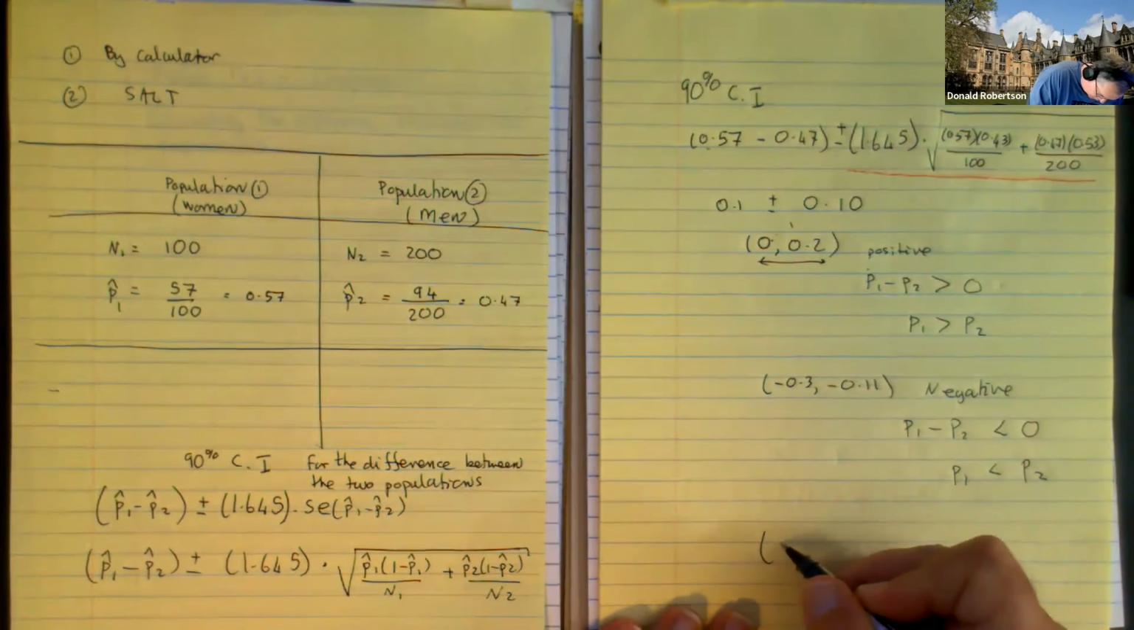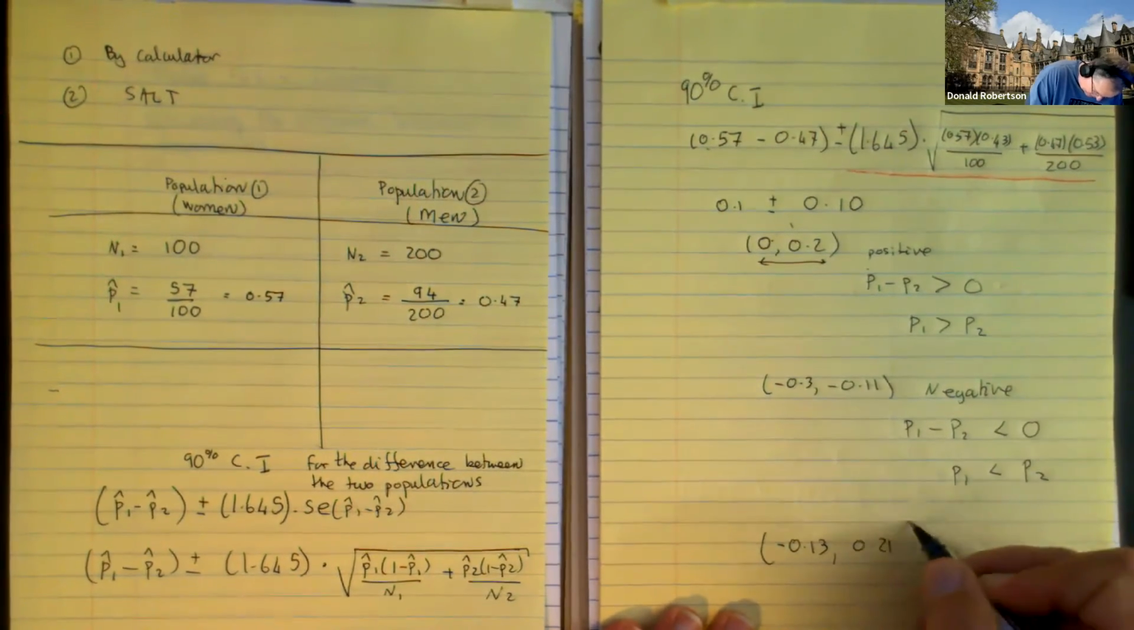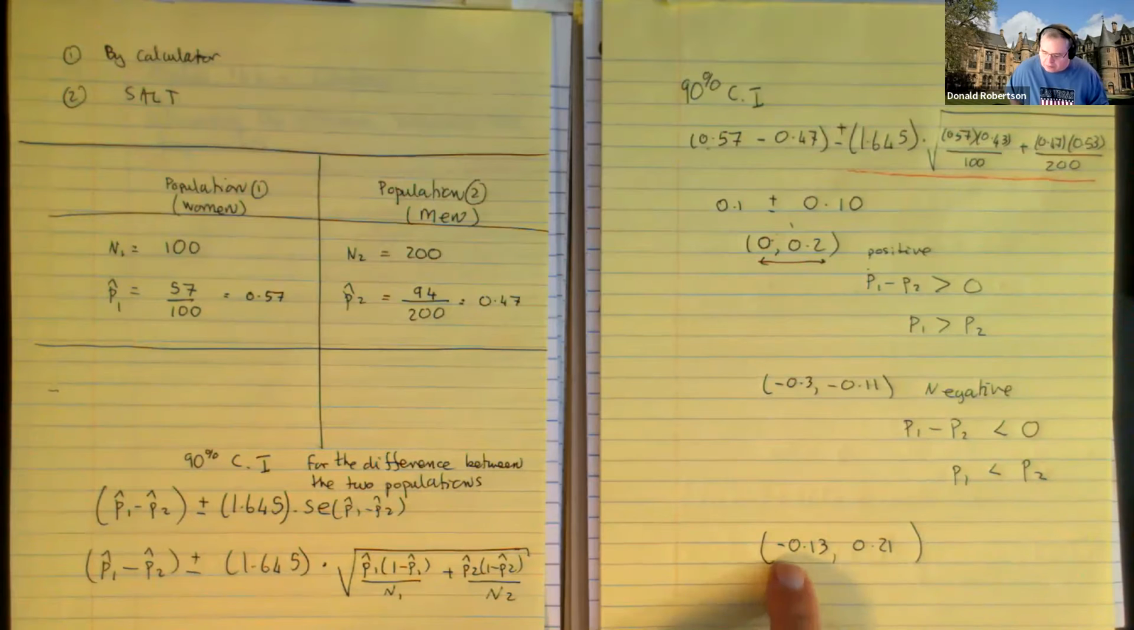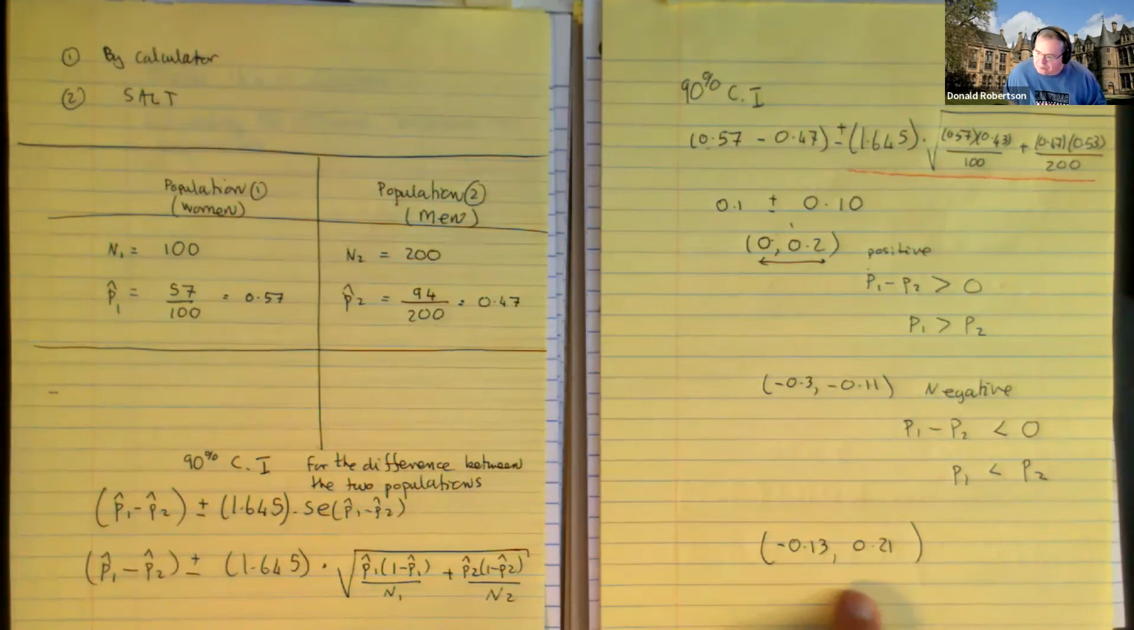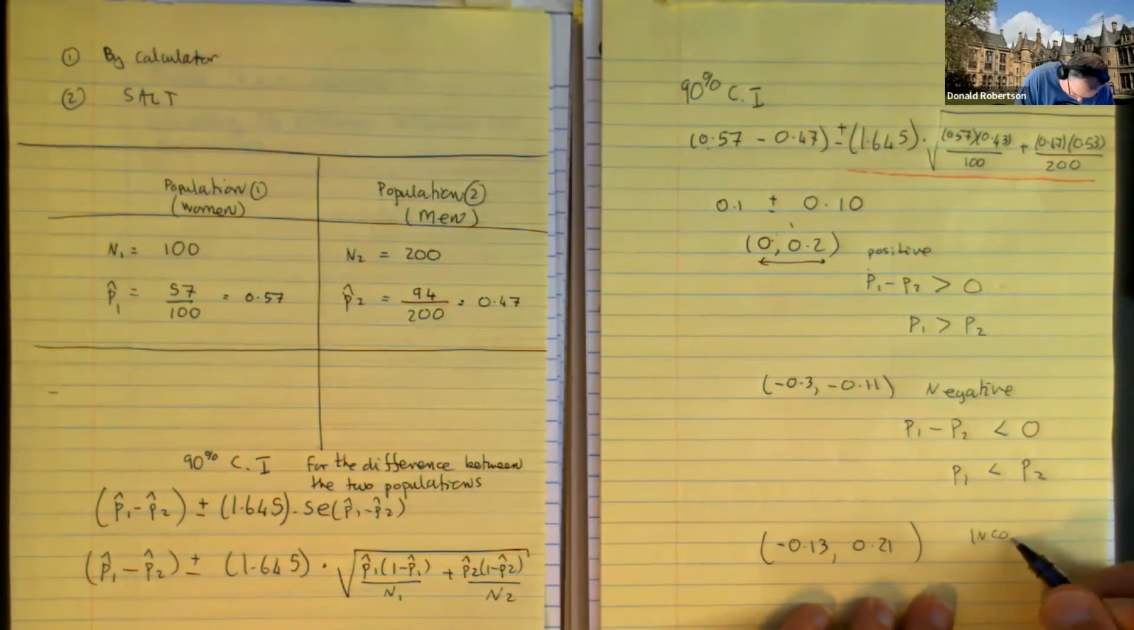And what do you do if your interval has essentially positive and negative numbers in it, right? It contains 0. What conclusion, if any, do you make about the difference between these two? Can you make any conclusion? It's inconclusive. Yeah, inconclusive. You're right.